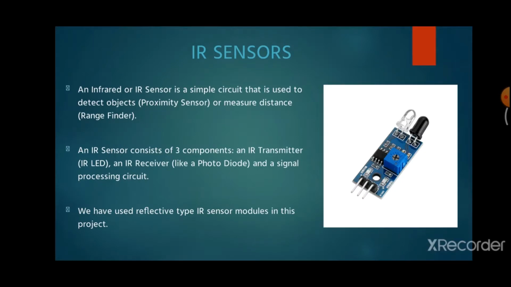IR sensors. An infrared or IR sensor is a simple circuit that is used to detect objects, that is, a proximity sensor, or measure distance, or we can call it a rangefinder. An IR sensor consists of three components: an IR transmitter or IR LED, an IR receiver like a photodiode, and a signal processing circuit. We have used reflective type IR sensor modules in this project.